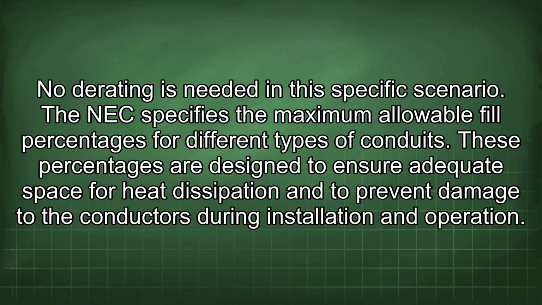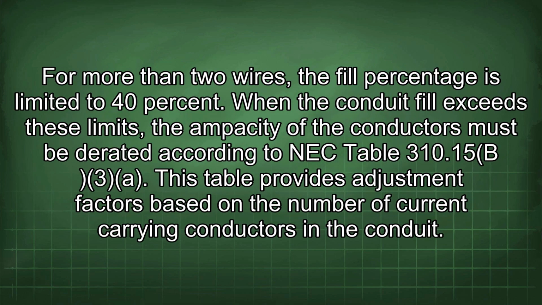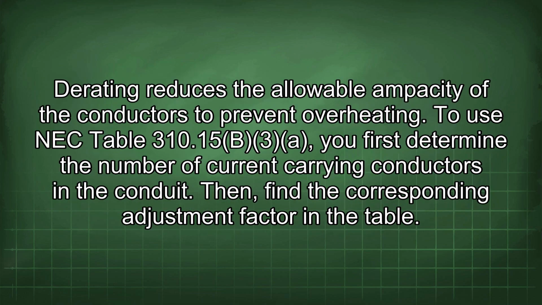The NEC specifies the maximum allowable fill percentages for different types of conduits. These percentages are designed to ensure adequate space for heat dissipation and to prevent damage to the conductors during installation and operation. For more than 2 wires, the fill percentage is limited to 40%. When the conduit fill exceeds these limits, the ampacity of the conductors must be derated according to NEC Table 310.15(B)(3). This table provides adjustment factors based on the number of current carrying conductors in the conduit. Derating reduces the allowable ampacity of the conductors to prevent overheating.